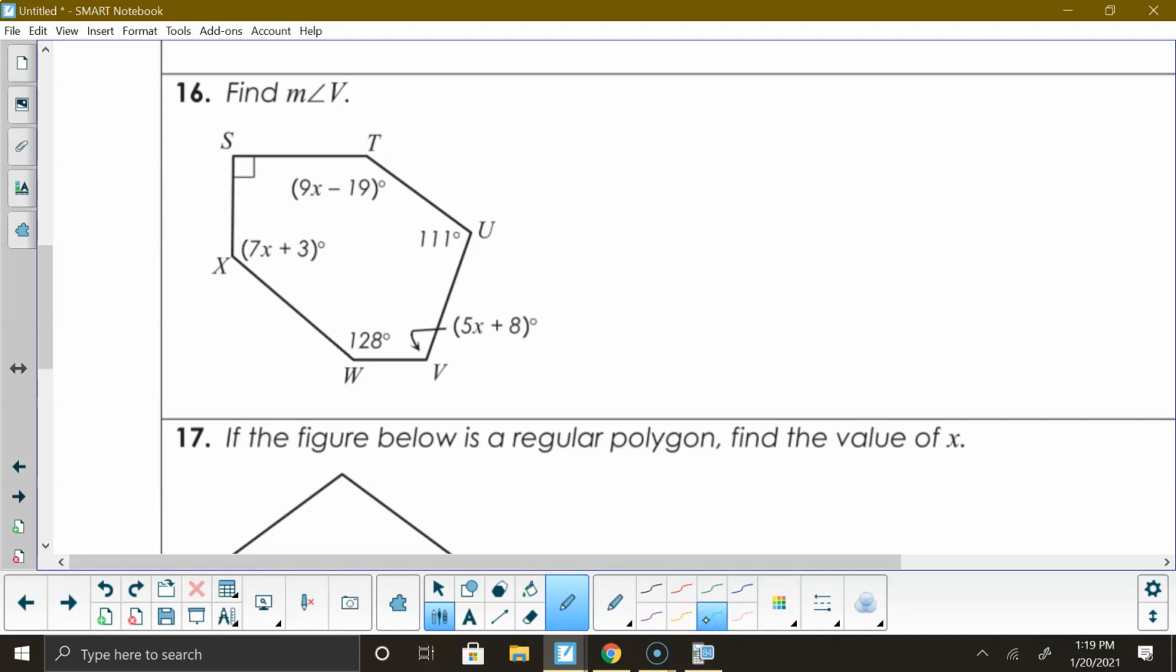Alright. 1, 2, 3, 4, 5, 6. So n equals 6. So what's that sum gotta equal? 720. Is this much different than 14? So I'm going to write it out the long way.